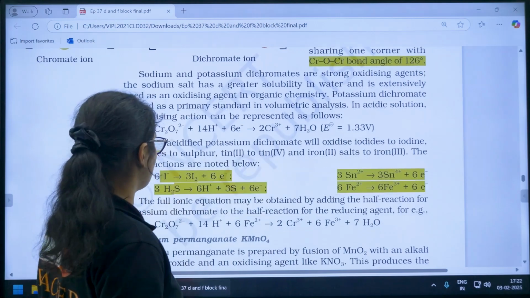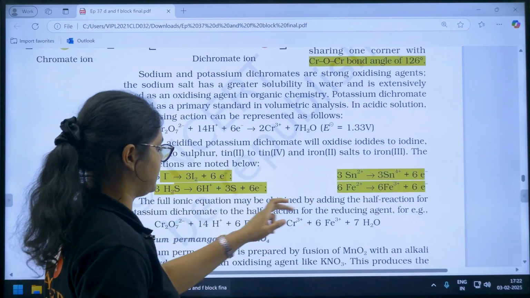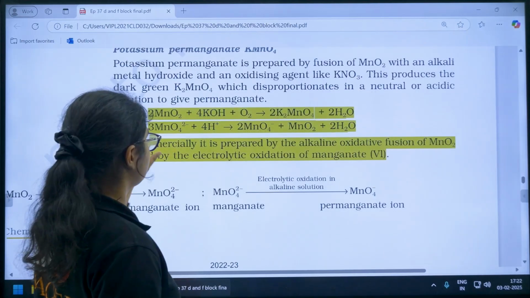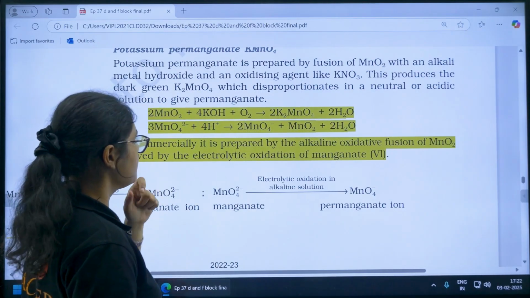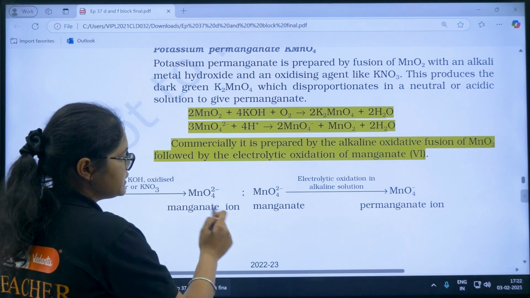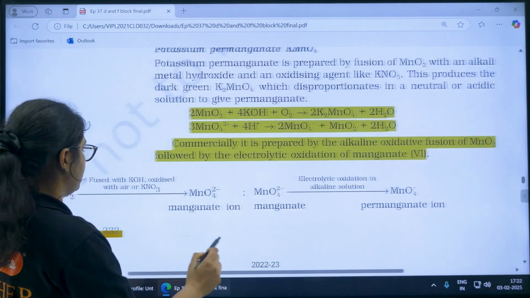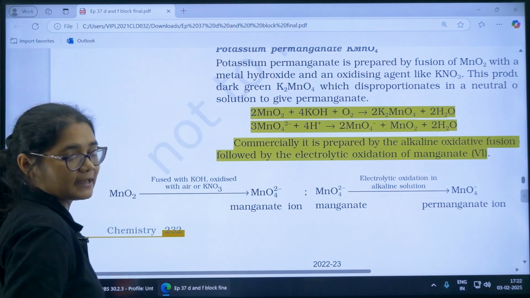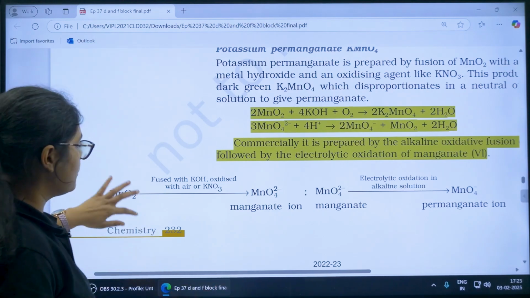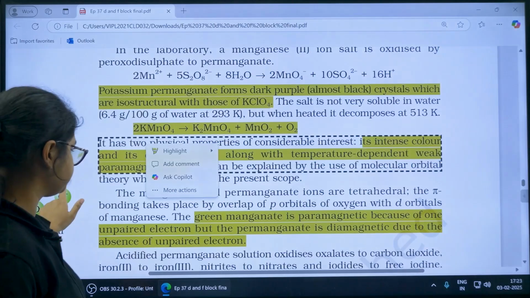Then you have the oxidizing nature of potassium dichromate. These reactions are important. Potassium permanganate, the preparation method, but here something important is your commercial method, right? So you should know which one. If the question is asked, write the commercial method of preparation of potassium permanganate, then you should write this particular second method. Okay.